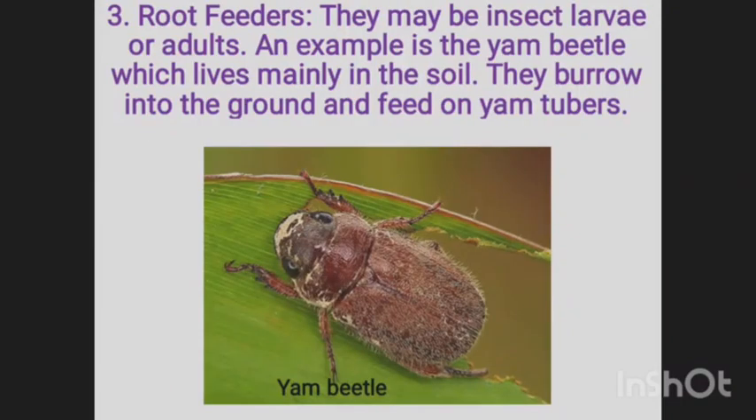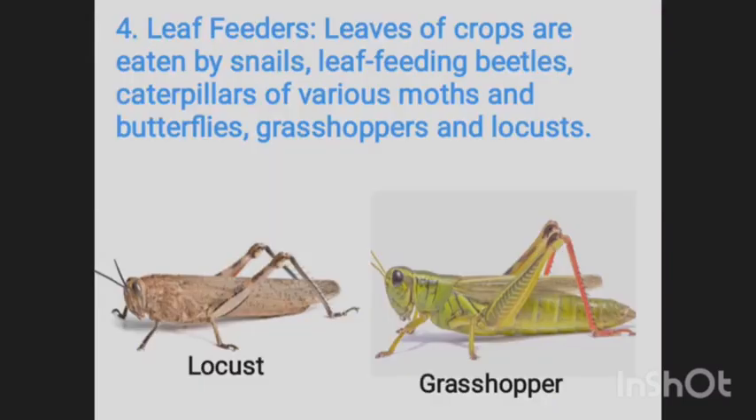The next group of crop insects is the root feeders. These root feeders can either be in the larval form or in the adult form of insects. A very good example is the yam beetle, which lives mainly in the soil, but they burrow holes into the ground and feed on yam tubers. So they are after the roots of plants and they feed on the roots.